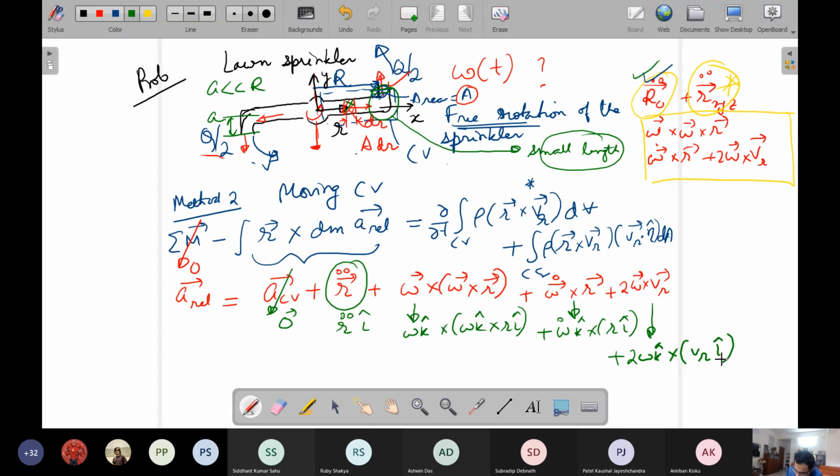Once we do this, we can straight away write R double dot i plus omega square R, where k cross i is j and k cross j is minus i. So this is minus omega square Ri. Let us write it: minus omega square Ri.